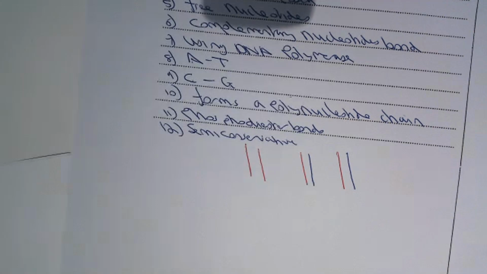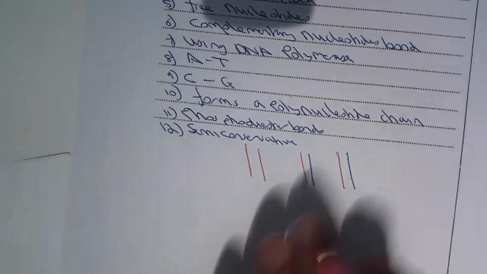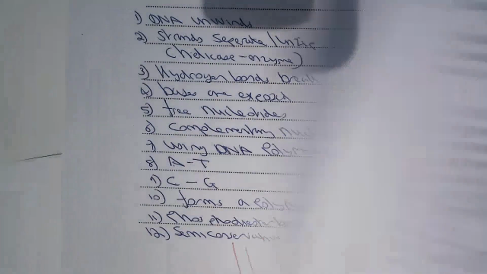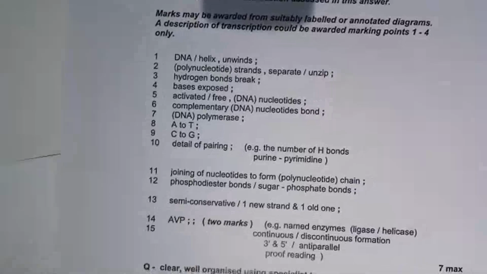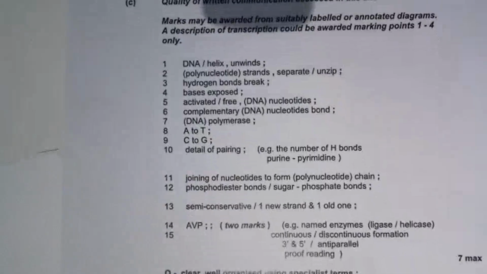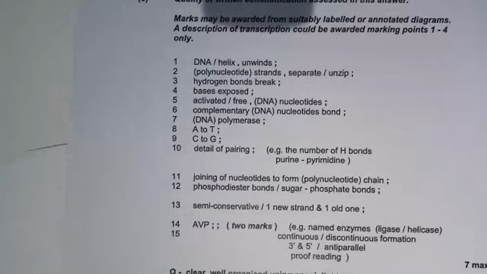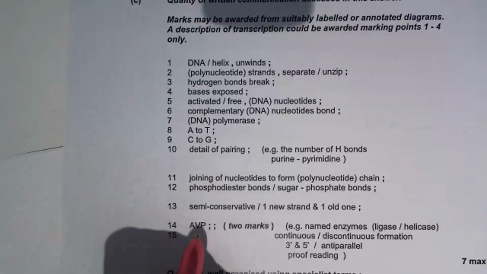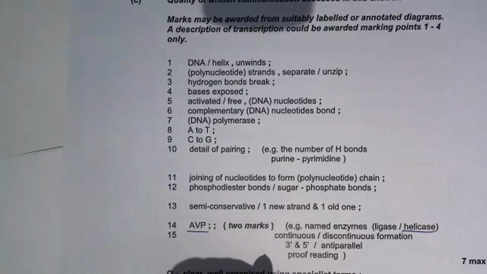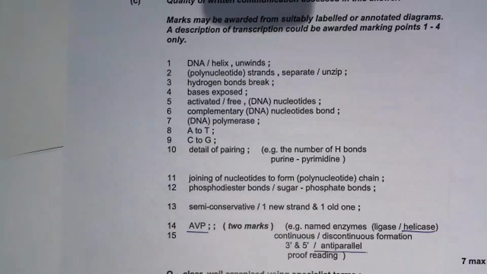It's a 7 marking point question, and there's 12 marking points there that we've gone through. This is a copy of the mark scheme. You can see there are AVPs up to 2 marks for naming the enzyme like helicase and talking about that the strands are anti-parallel to each other.